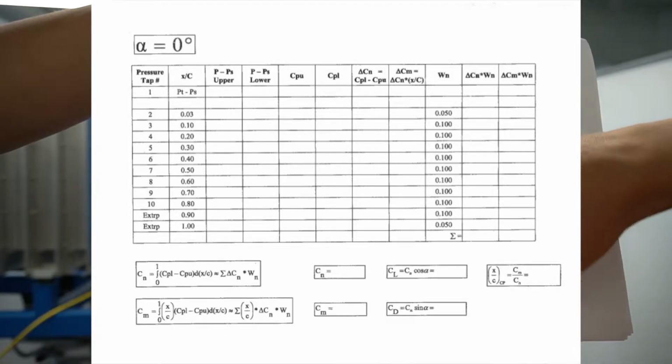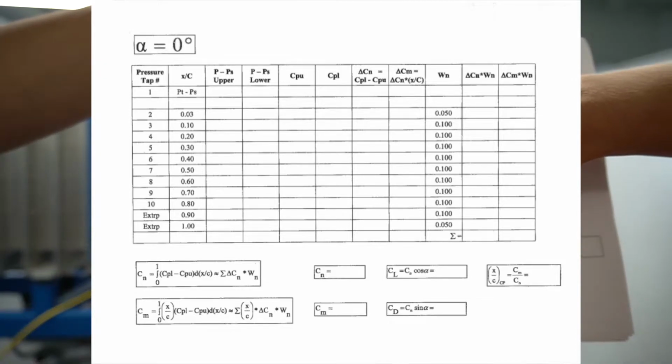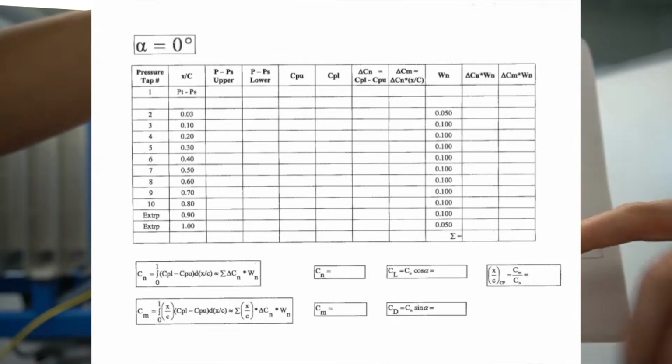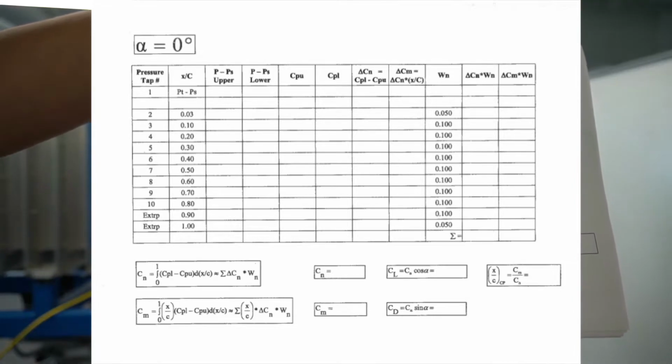Following this, we're going to be looking at P minus PS lower. Now, for 0 degrees, Jay, what does that mean? So for 0 degrees, it should be symmetric on both the upper and lower surfaces. So we're just going to copy the values we measure from the upper surface to the lower surface.